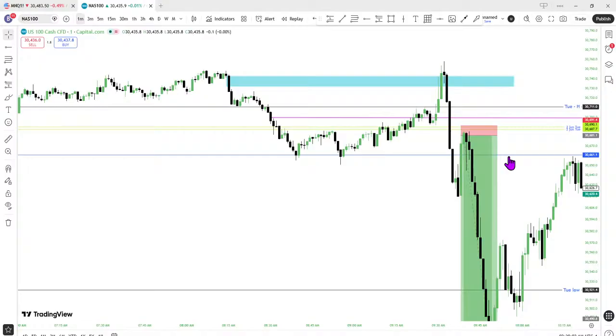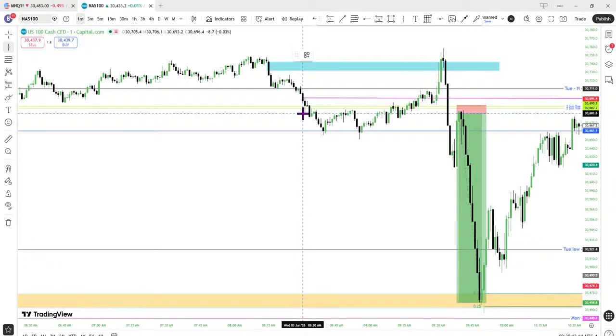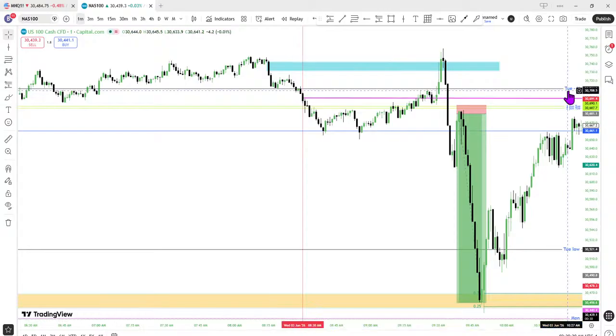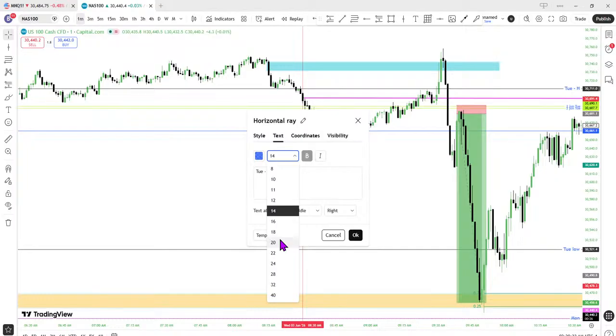Here is 8:30, where the market starts accommodating. You can see this purple line. This is the purple line where the market starts accommodating, then manipulates above Tuesday's high. Let me increase it. You can see it over there, Tuesday's high. It manipulates above Tuesday's high and stays inside this imbalance.